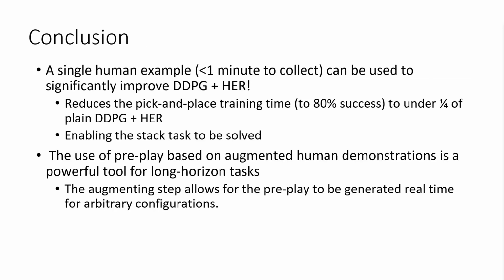Overall, our results show that a single human example, requiring less than a minute to collect, can be used to significantly improve DDPG plus HER, reducing the pick-and-place training time to under 1/4 of the plain DDPG plus HER approach, and enabling long horizon tasks, such as the stack task, to be solved. We believe that this approach gives an ideal balance of leveraging human knowledge without betraying one of the primary motivations of DRL, to minimize the human effort needed for control.